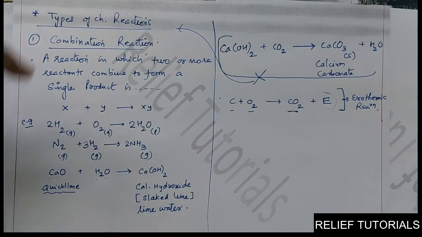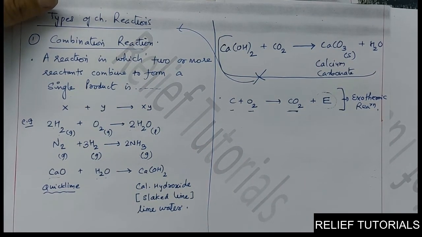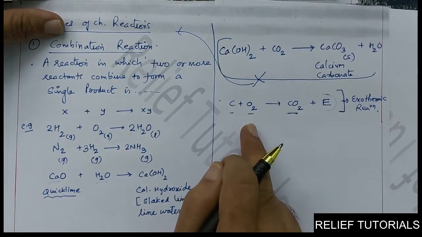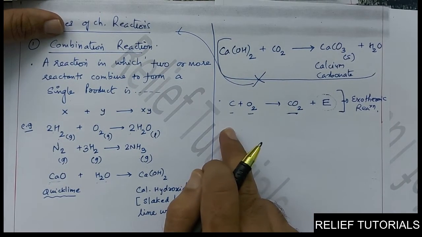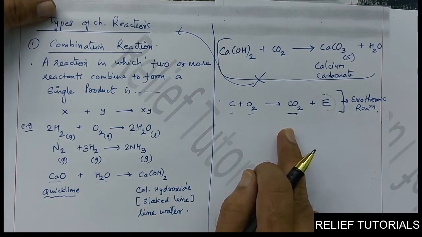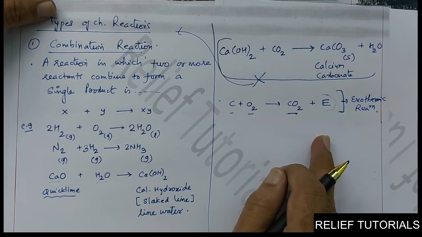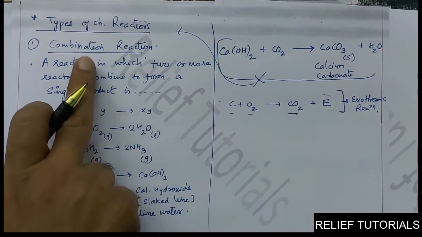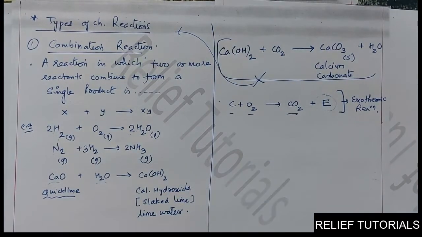Many such examples we can have. When we burn any fuel in presence of oxygen, they give out carbon dioxide and an enormous amount of energy. So this is an example of combination reaction, as well as an example of exothermic type of reaction.